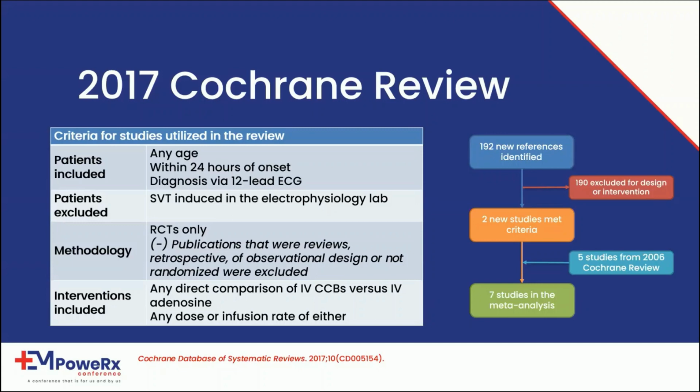And so they took studies. There were 8 studies in the original Cochrane review in 2006, but 3 of those actually included patients that had induced SVT in the EP lab. So after removing those, they identified 2 new studies and had a total of 7 randomized controlled trials to include that had a direct comparison of any IV calcium channel blocker compared to adenosine at any dose or infusion rate of either.